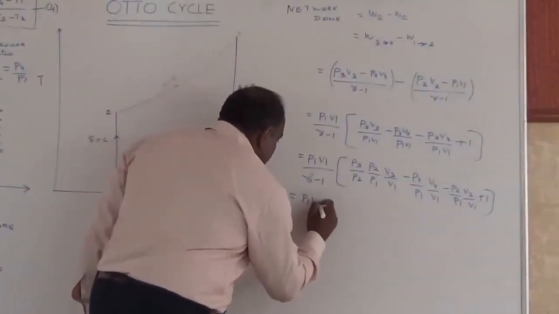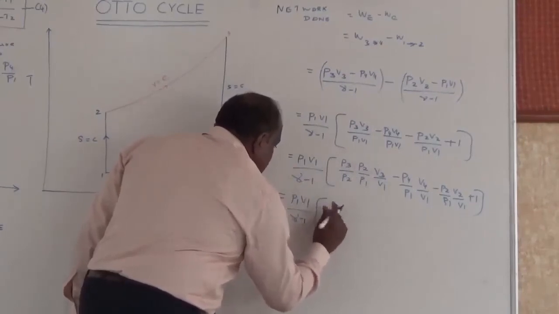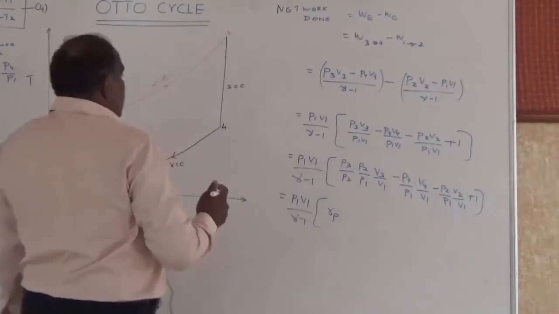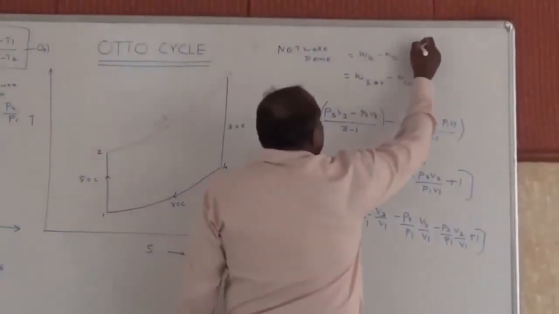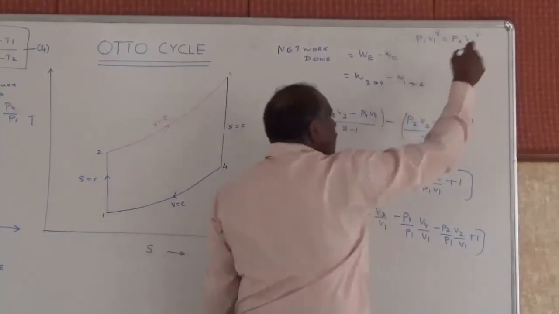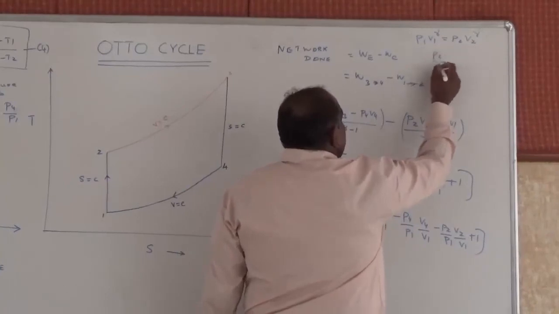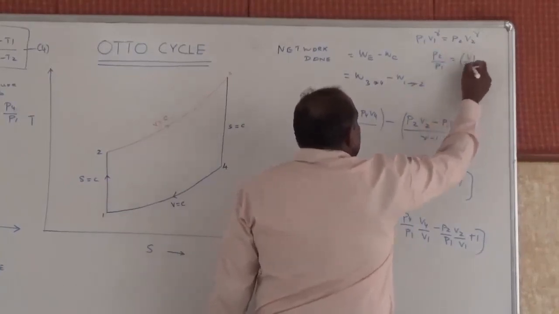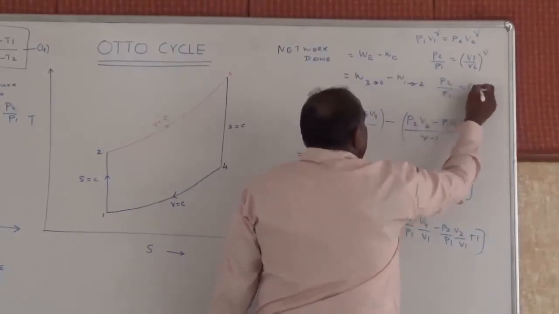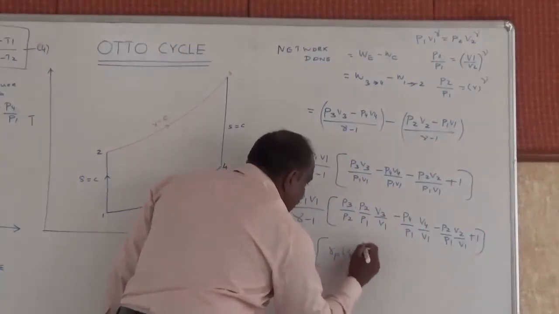So P1 V1 by gamma minus 1. This P3 by P2 is nothing but called the pressure ratio RP, and P2 by P1. We know that P1 V1 power gamma equals P2 V2 power gamma because it is a reversible adiabatic process. From this, if I want P2 by P1, it becomes V1 by V2 whole power gamma, which is nothing but R power gamma. So I can replace P2 by P1 with R power gamma.